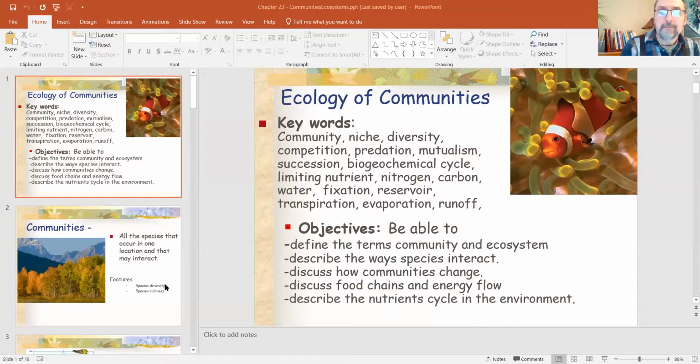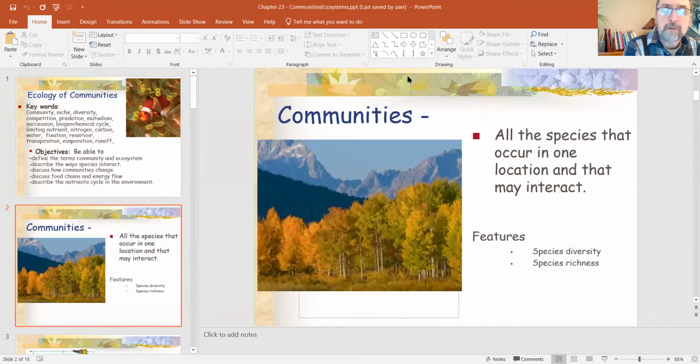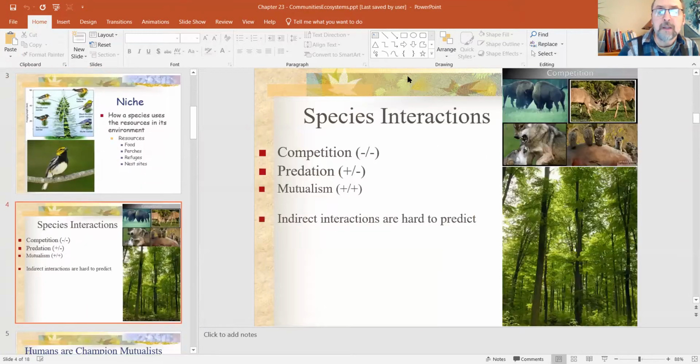With some organisms, we talk more often about communities or ecosystems. And this includes all the species that occur in one location and may interact. It's like a forest or a grassland. And not only do we talk about the organisms, we talk about the environment. And there we might mention things like niche, that organisms do certain jobs, things like that. But we talk a lot about species interaction, things like competition, predation, and mutualism.